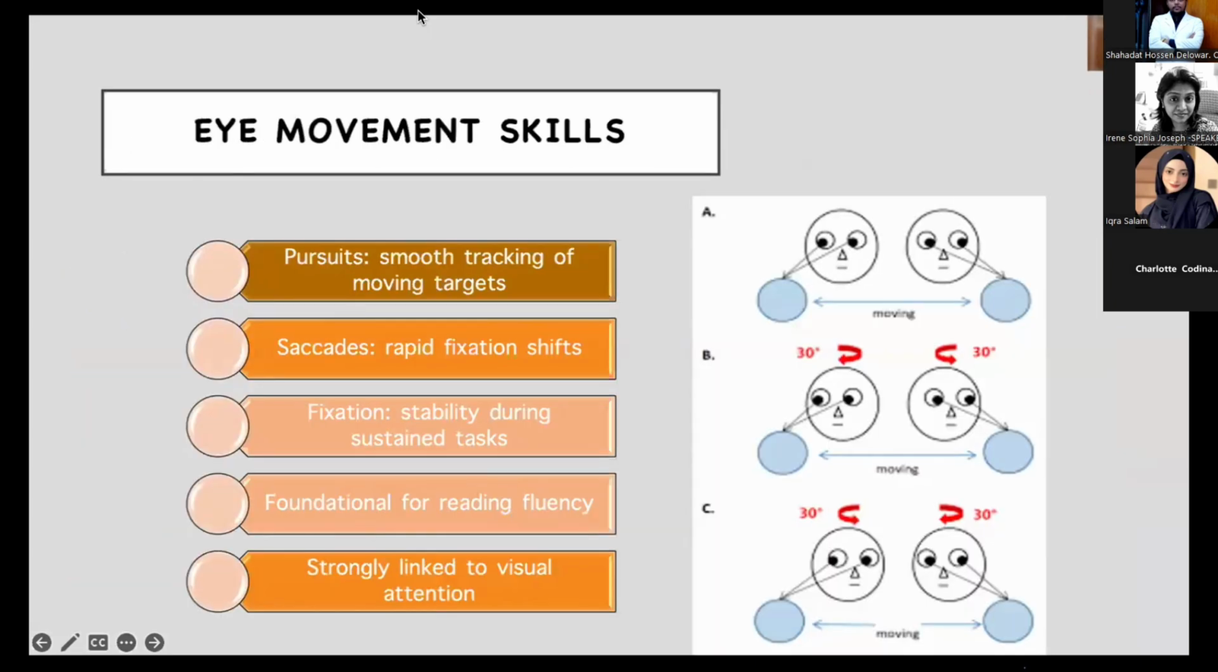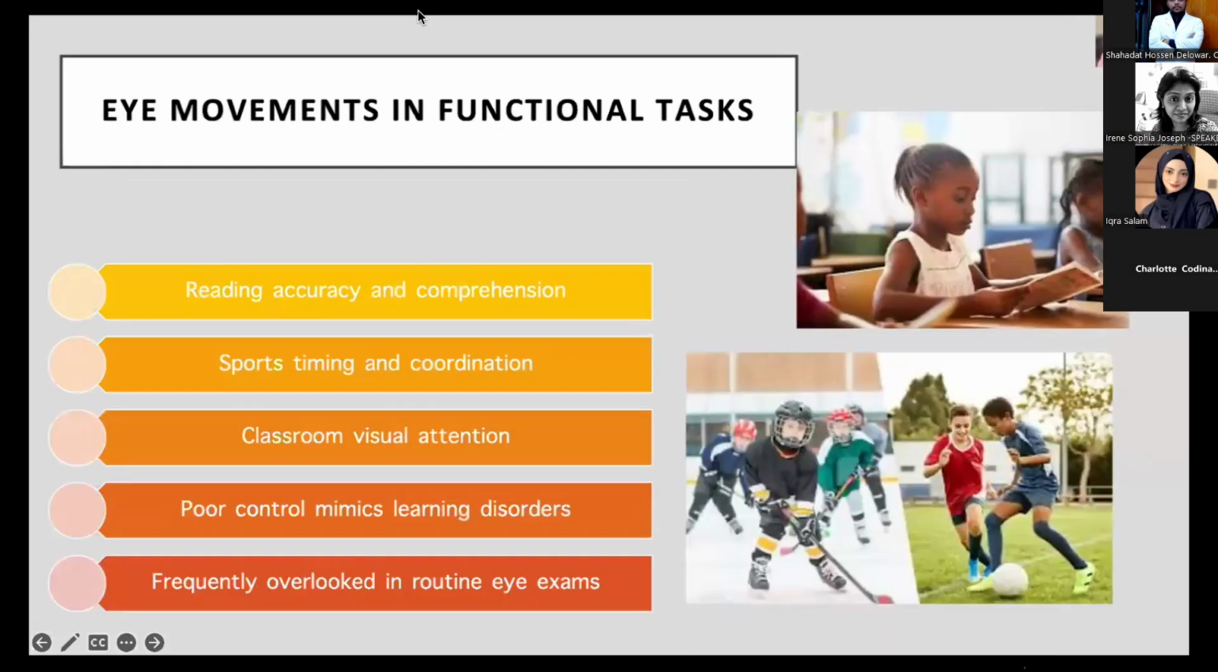Eye movement skills include pursuits, saccades, and fixation stability. These skills are foundational for reading fluency, visual attention, and coordinated motor responses. Inefficient eye movements often result in slow reading speed, skipped lines, and reduced comprehension. In real-world tasks, eye movement control is essential for reading accuracy, sports performance, and even classroom attention. Deficits in this system can mimic learning disorders such as dyslexia or attention deficits, and are frequently overlooked in standard optometric examinations.